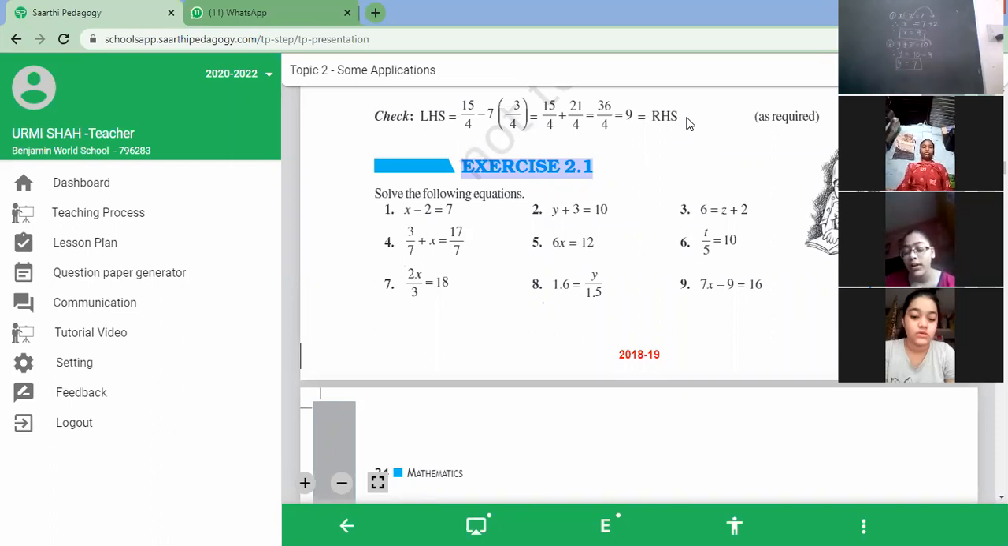I hope you have done this sum. Workbook also keep with you only. Yes, ma'am.